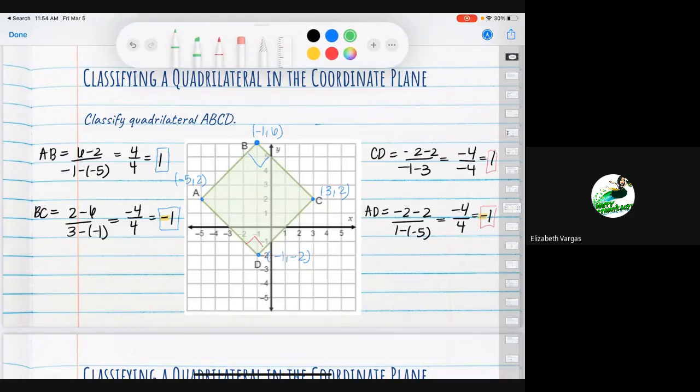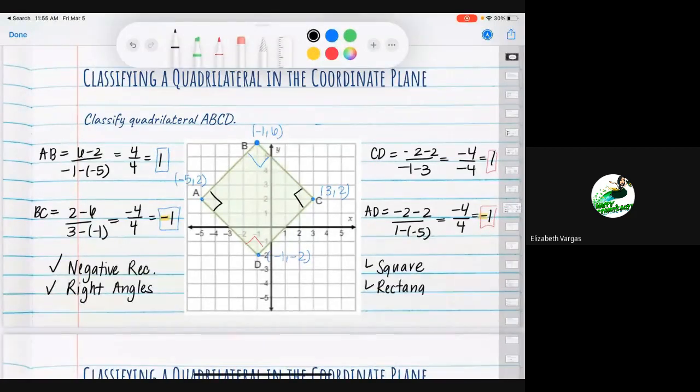And so basically what I'm able to identify in doing this is that because these slopes are negative reciprocals, then yes, they are all right angles. So now I know they're all right angles. Okay, so knowing that they're all right angles leaves me with two types of quadrilaterals. It can be a square or it can be a rectangle, right? Knowing our characteristics. And so now how do we determine whether it's a square or rectangle?